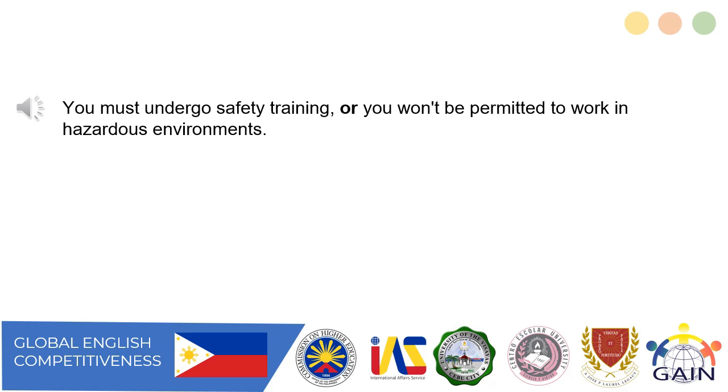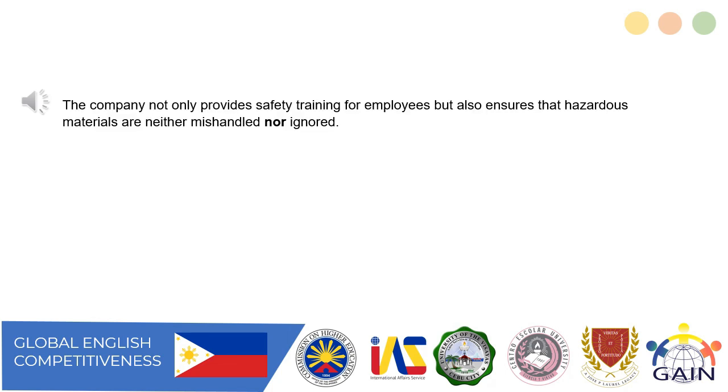Another one, you must undergo safety training or you won't be permitted to work in hazardous environments. Or presents a choice or alternative between two clauses. The sentence conveys that undergoing safety training is a requirement, and the alternative is not being permitted to work in hazardous environments. It indicates that one of them must be fulfilled.